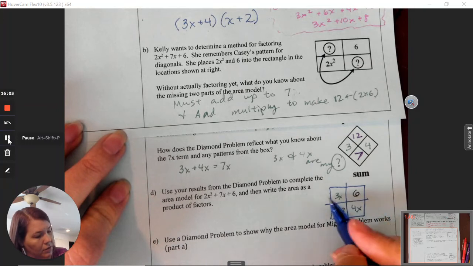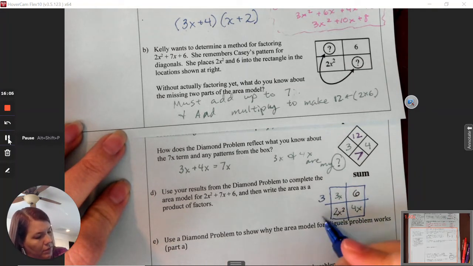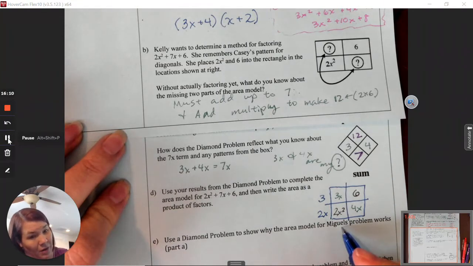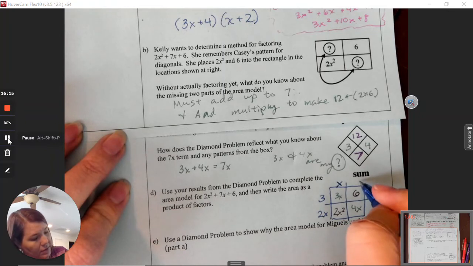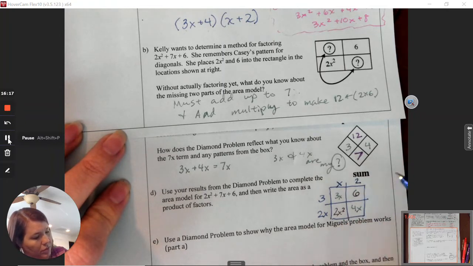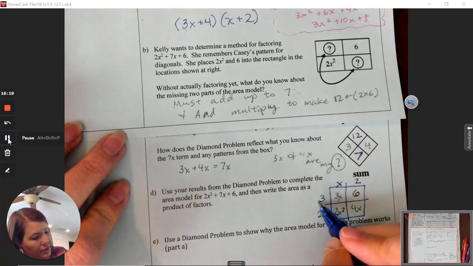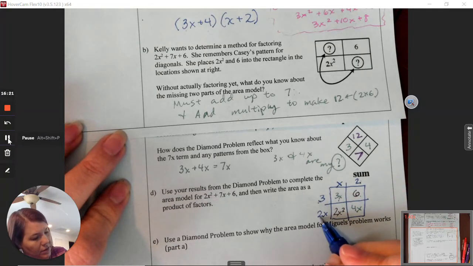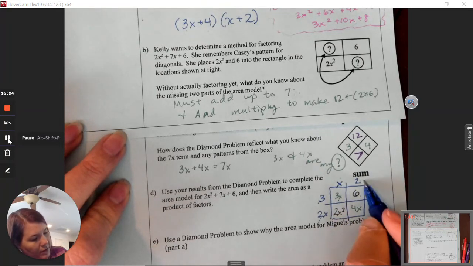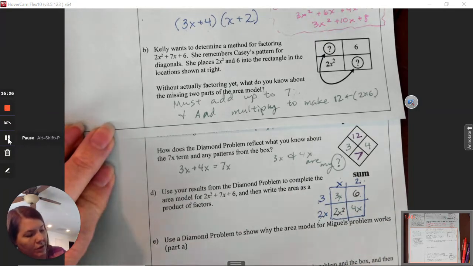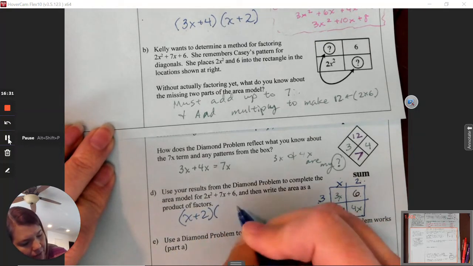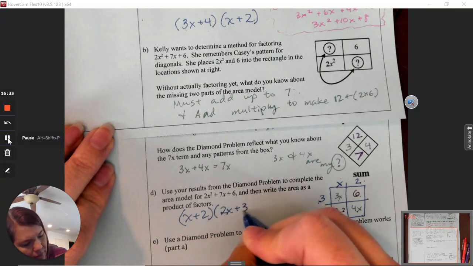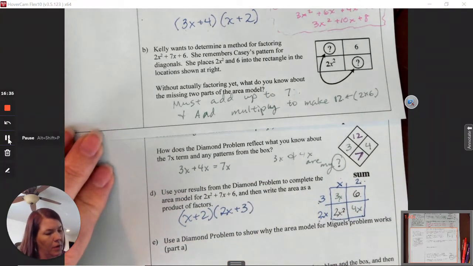So 3, 2x, and I don't have room to write underneath, so I'm going to write above, x, and 2. So 3 times x is 3x, 3 times 2 is 6, 2x times x is 2x squared, 2x times 2 is 4x. So it works out. By the way, I'm checking as I go. So area is a product of factors.